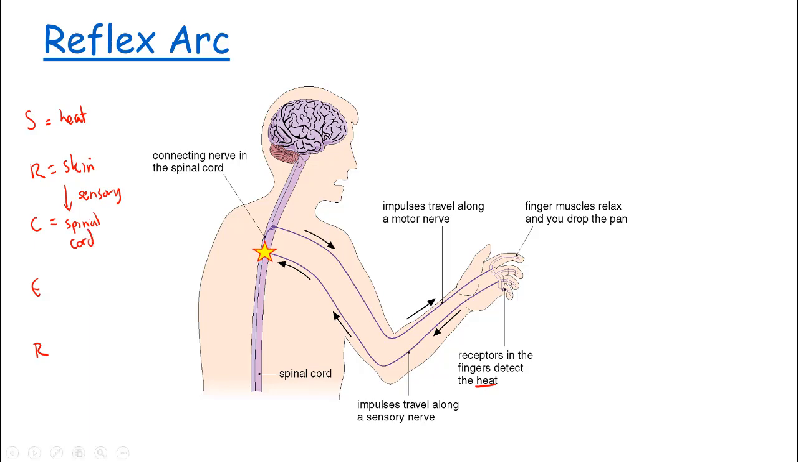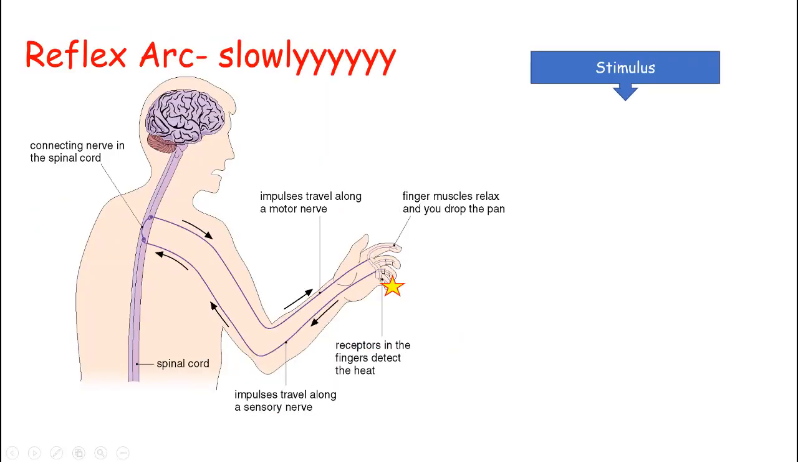And then it travels across the association neuron, where it will go to the motor neuron, and then it will go to the effector. So the impulse travels down the motor neuron, and then the effector is going to be the hand muscles, and the response is that you drop the hot object or lift your arm. Okay, now let's look at that again.